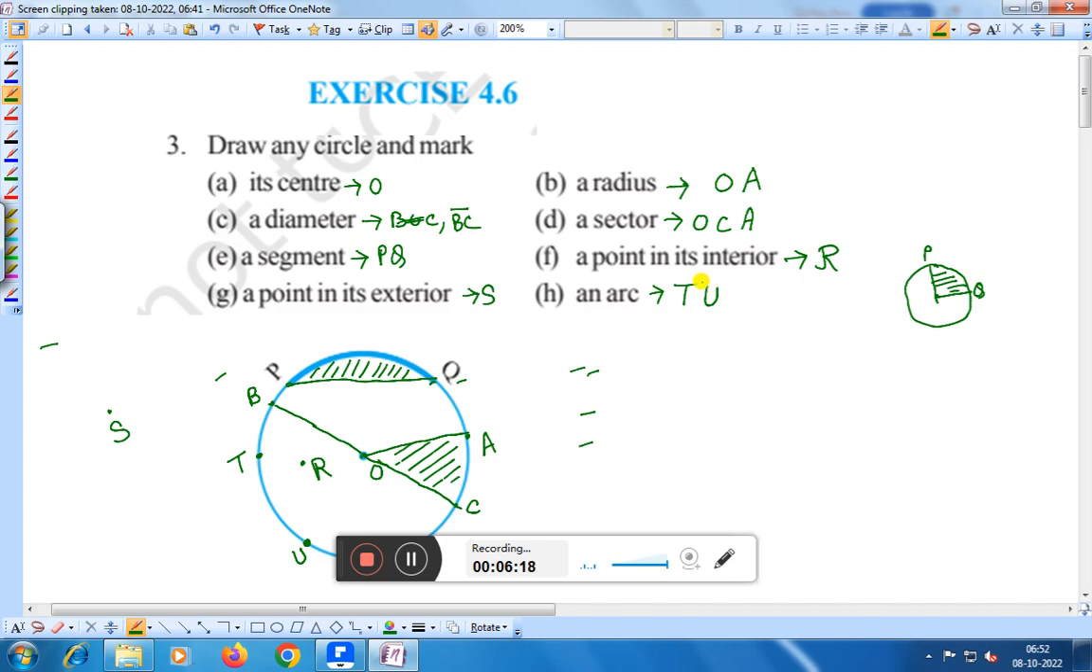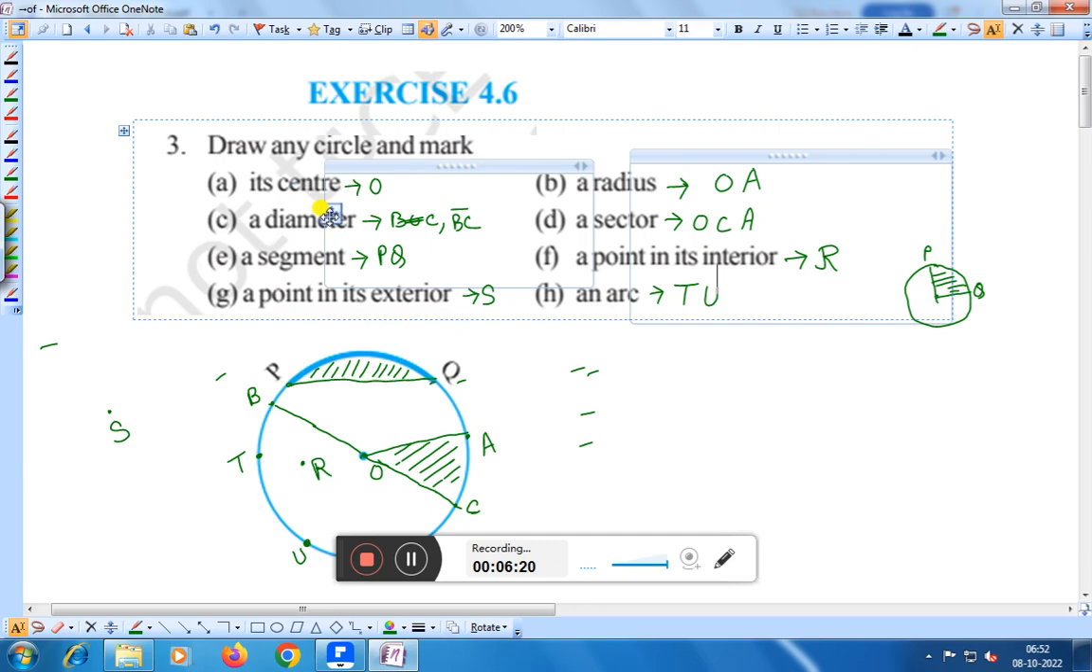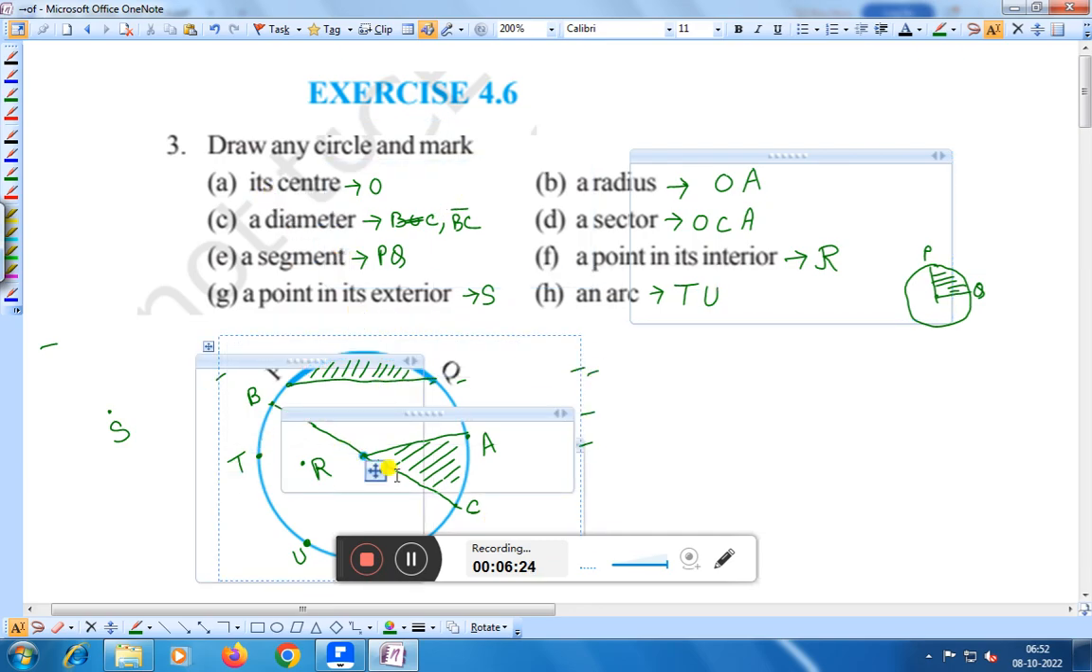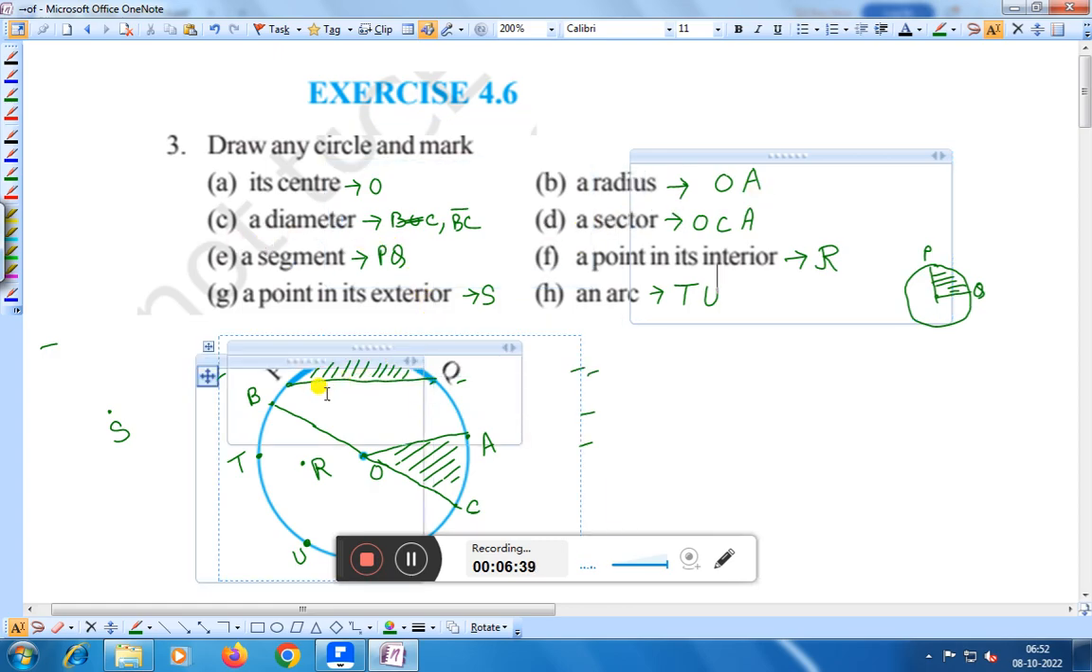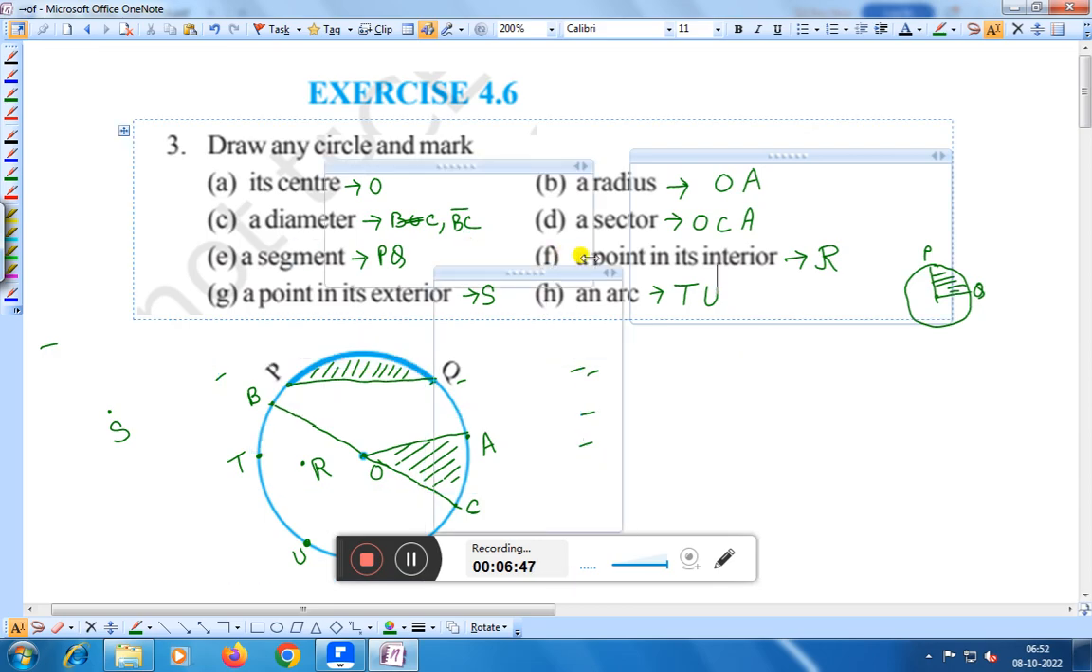Okay. We are again explaining this one. Suppose we draw any circle and mark its center. O is the center of the circle. B a radius. Radius means the distance between the center of the circle to the circumference is the radius of the circle. Therefore, OC or OA is the radius. C a diameter. Diameter is the longest chord of a circle, that is, a chord that passes through the center of the circle is the diameter. Therefore, BC is the diameter.